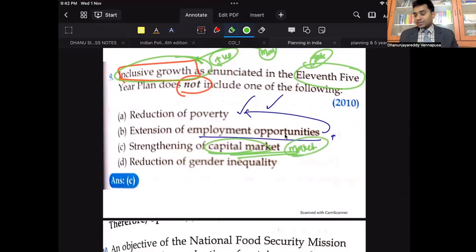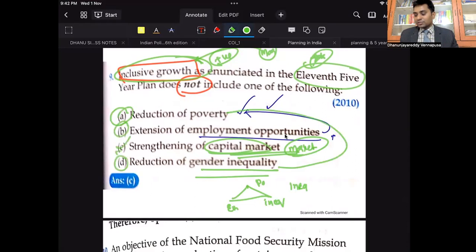Fourth one is reduction of gender inequality. Inclusive growth contains three things: poverty and inequality removal, as well as employment creation. So these three things are part and parcel of inclusive growth. One thing is not a part and parcel of inclusive growth, that is the capital market.